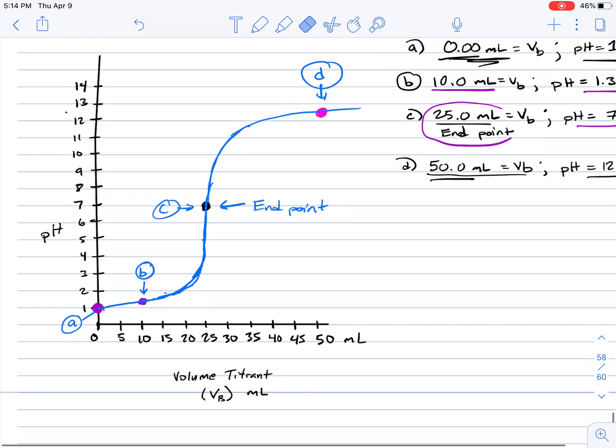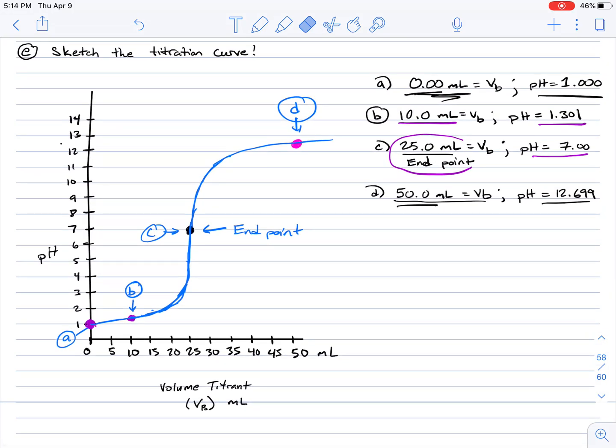And so we did it. We drew our first titration curve. This is the titration curve that describes your strong base, which is your titrant, being added to your strong acid. This is a very characteristic titration curve for a strong base added to a strong acid. The strong acid is going to be our analyte.